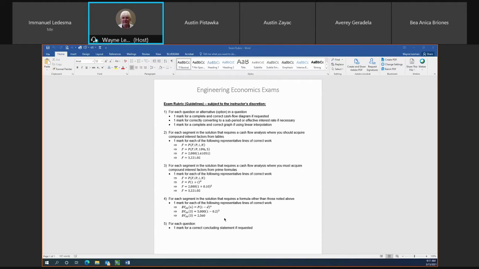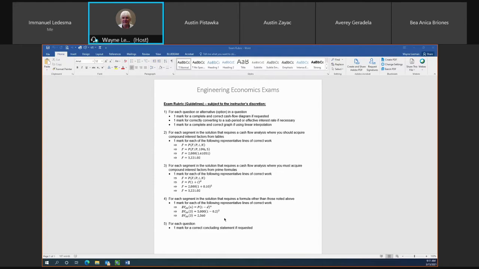So each kind of segment like that, whether we're dealing with item 2 or 3, represents the potential for 4 marks in a question. Now, in the event you're not really dealing with a cash flow scenario, and you're just using a formula, and that most often occurs when you're dealing with depreciation as an example. There may be others, but again, the prime formula is what I look for there.